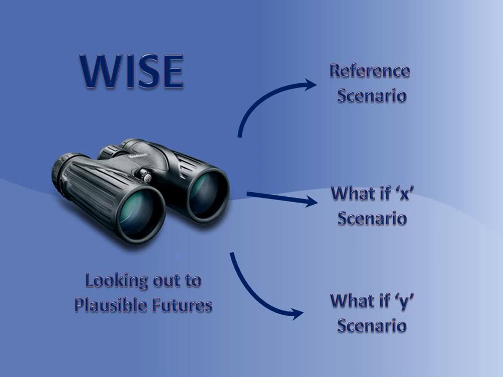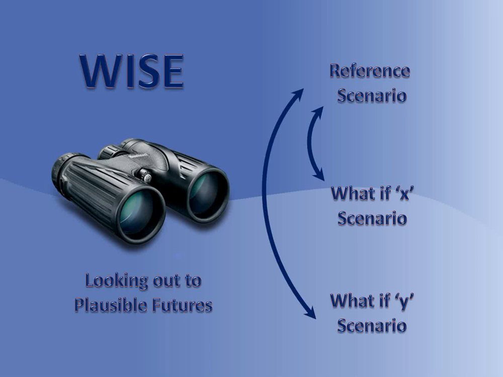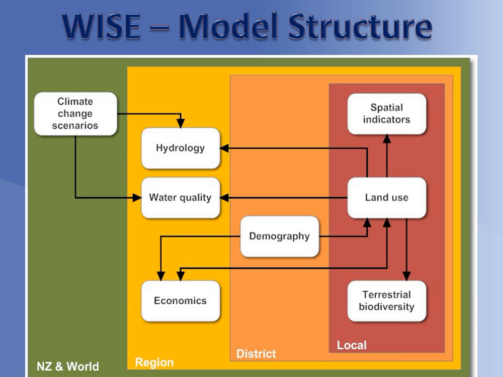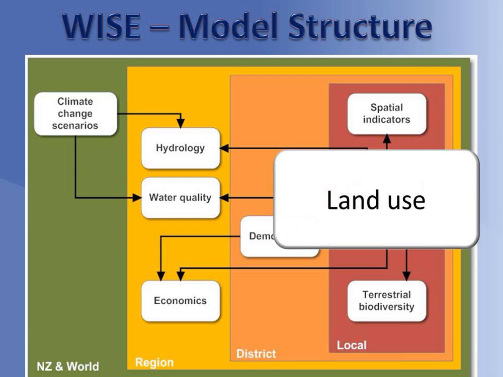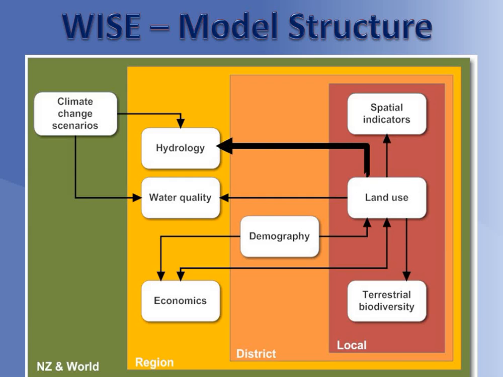After multiple runs of WISE, you are then able to compare the possible outcomes of your what-if scenarios against the reference scenario, or to compare between different what-if scenarios. This is particularly useful in assessing options and supporting robust decision making. The WISE model integrates together existing environmental, social and economic models such as land use, and then creates dynamic links between these models to form the decision support system.